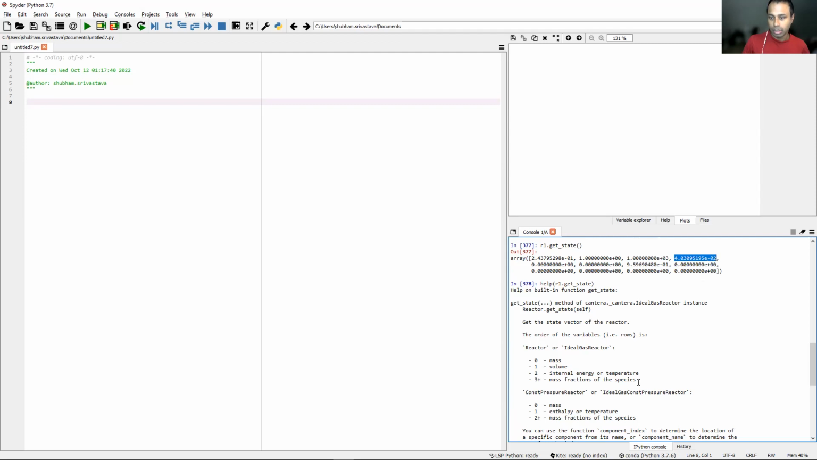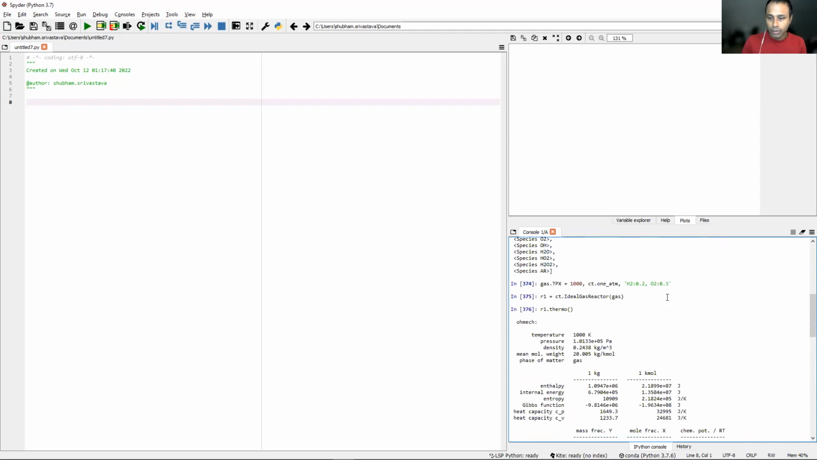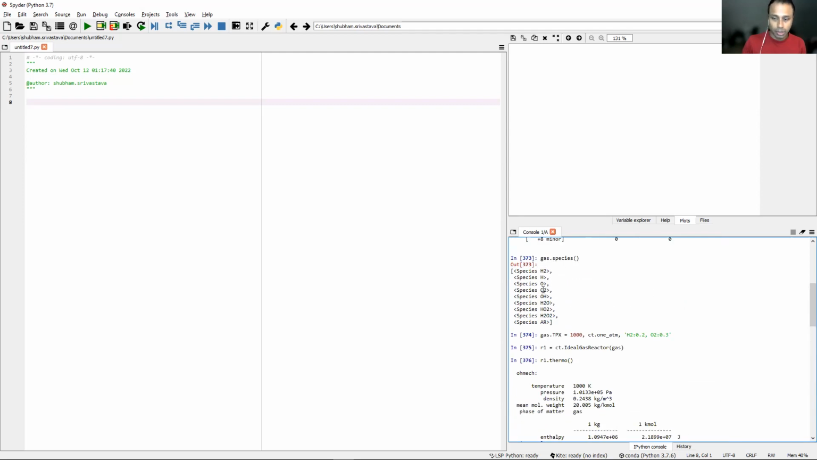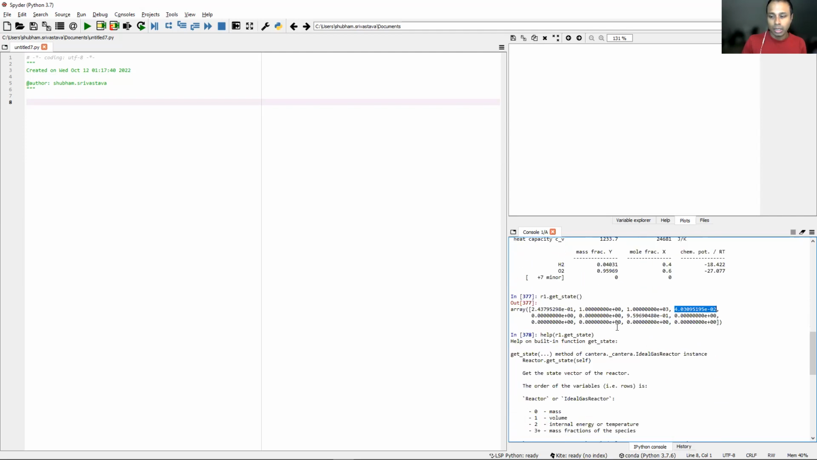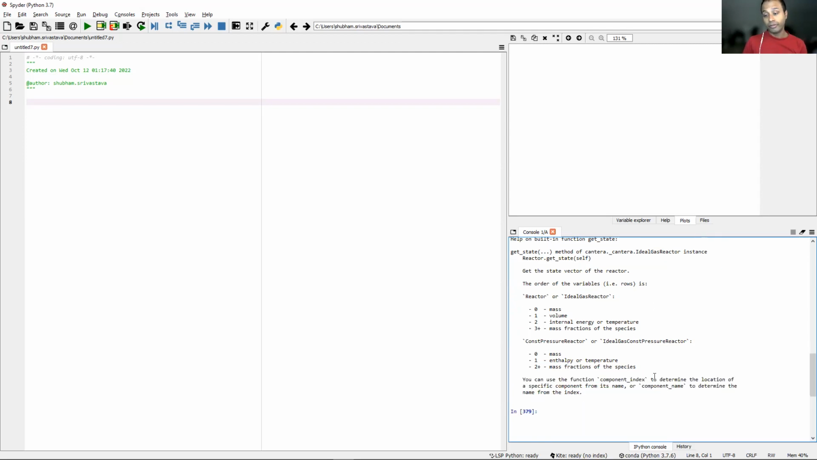This is hydrogen. And this follows the same exact sequence. So if you look here, you have hydrogen, and oxygen is the 4th species. So hydrogen is first, oxygen is 4th. Here we have hydrogen and oxygen. This is the first species, because the species start from 3 plus. So this is 0, 1, 2, 3. That's hydrogen, and this is oxygen. That's the mass fractions. So you can use get_state as well, and if by chance you have a constant pressure reactor or ideal gas constant pressure reactor, then there's a slight difference.